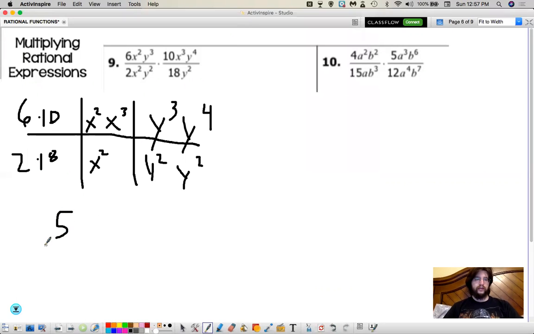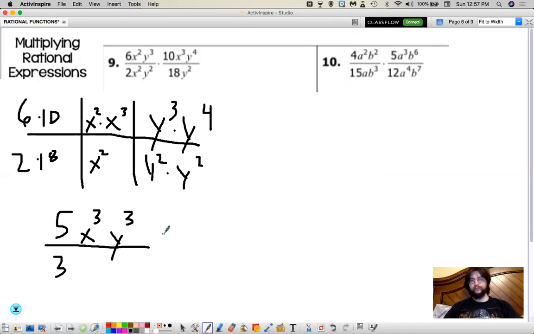In the numerator, I've got a 5. In the denominator, I've got a 3. Now here, well, 2 plus 3. Remember, we're multiplying, so we're adding exponents. That's 5. We're dividing, so we're subtracting. Well, what's bigger, 5 or 2? 5, so it's going in the numerator. 5 minus 2 is 3. That's 7. That's 4. Numerator's bigger, so y is going in the numerator. 7 minus 4 is 3.